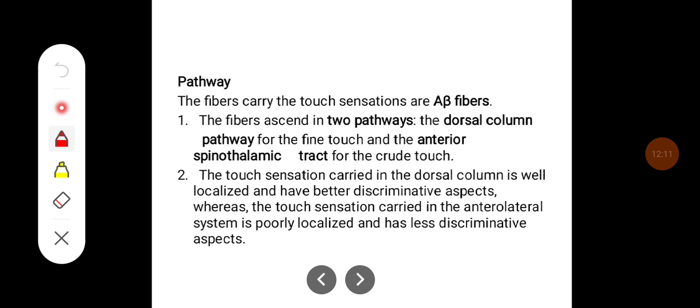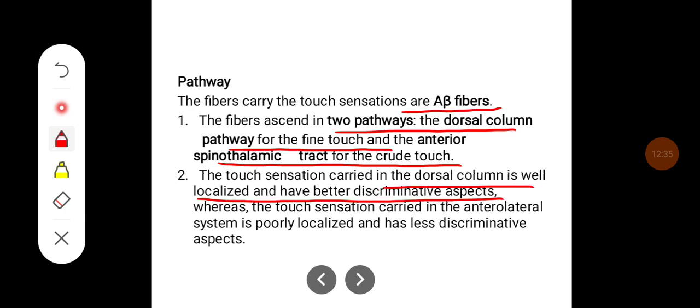The pathway for these touch sensations is A beta fibers. Fibers ascend in two pathways, the dorsal column pathway for fine touch and the anterior spinothalamic tract for crude touch. The touch sensation carried in the dorsal column is well localized and has better discriminative aspects, whereas the touch sensation carried in the anterolateral system is poorly localized and has less discriminative aspects.